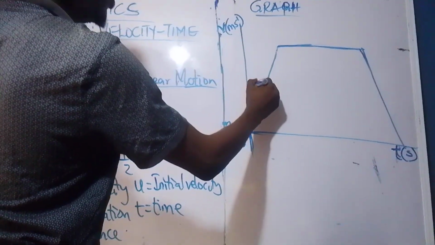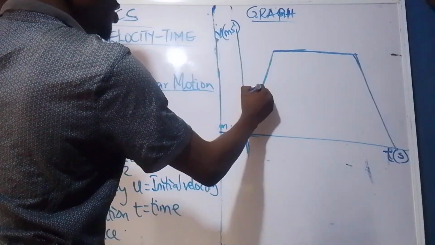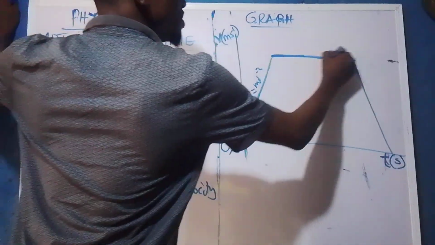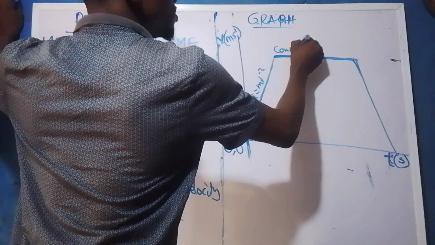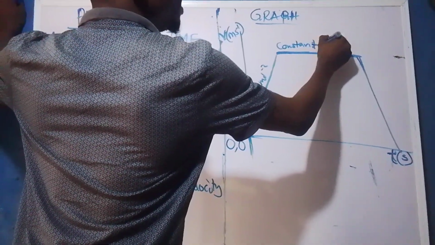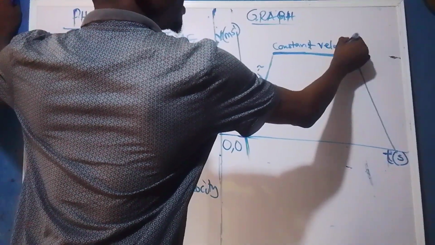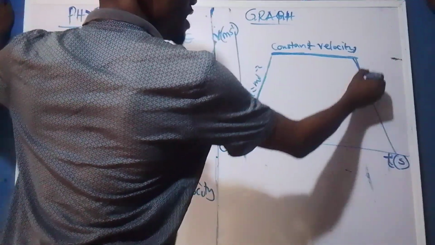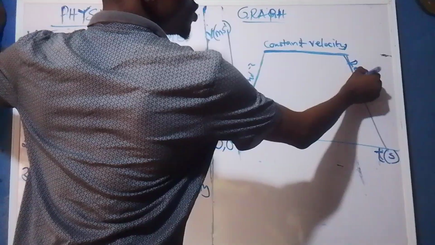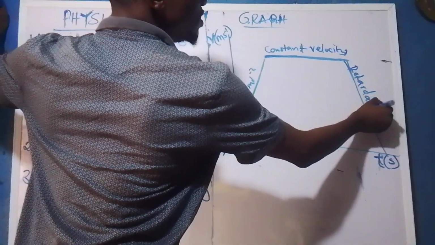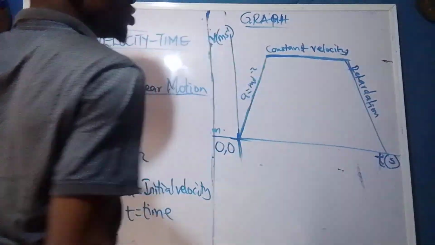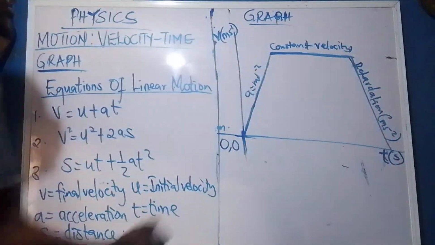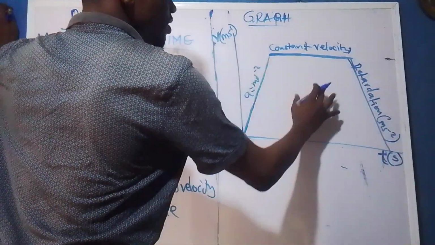So here would be known as acceleration, which is measured in meters per second squared. Then here, it is maintaining a constant speed or velocity, constant speed or uniform velocity. Then here, retardation. There is a decrease in the velocity. Retardation is also measured in meters per second squared. It's just the opposite of acceleration.